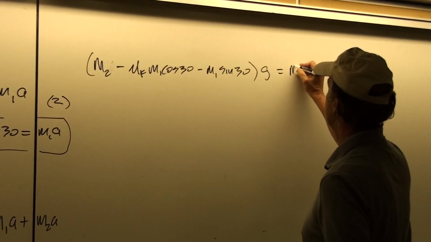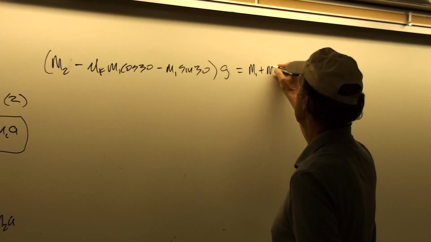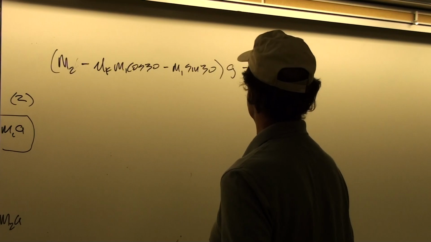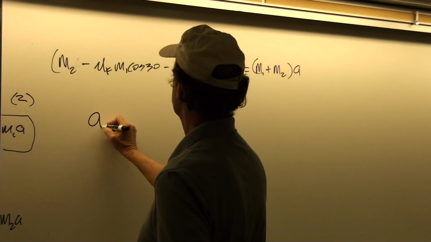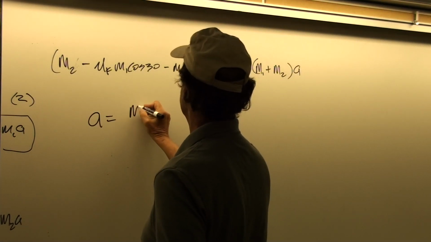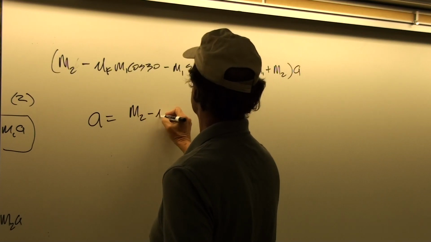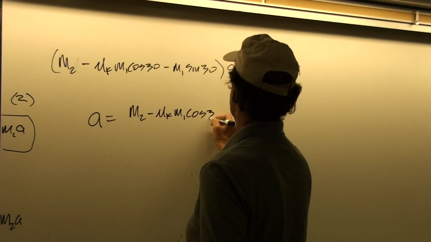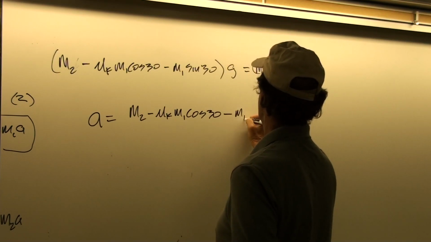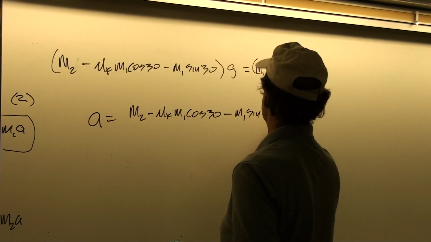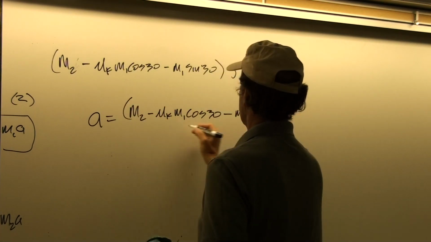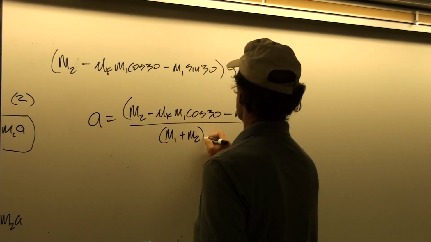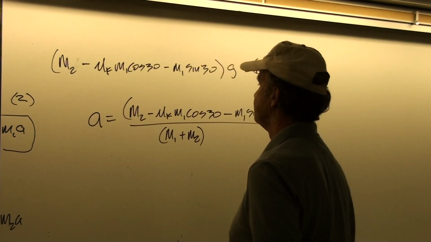And so that's why I do it that way. If you don't feel comfortable with that, you don't have to, but it's suggested if you can make that work for you. So then here we solve this for the acceleration, and that'll be m2 minus mu k m1 cosine 30 minus m1 sine 30 divided by m1 plus m2 all times g.